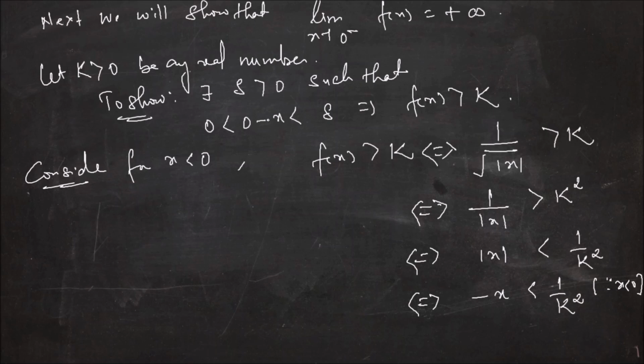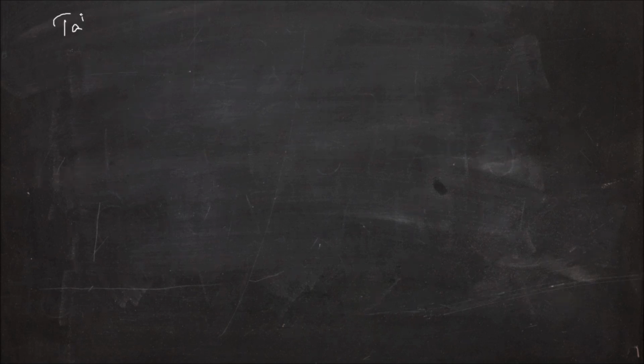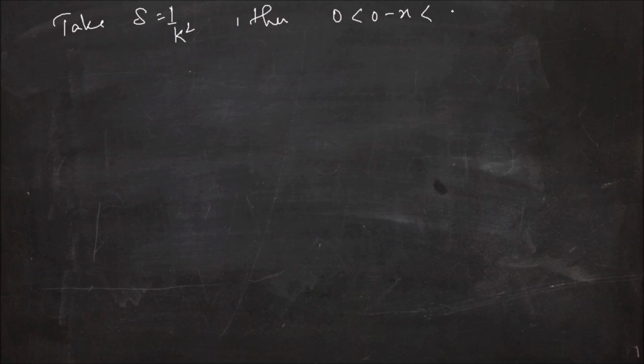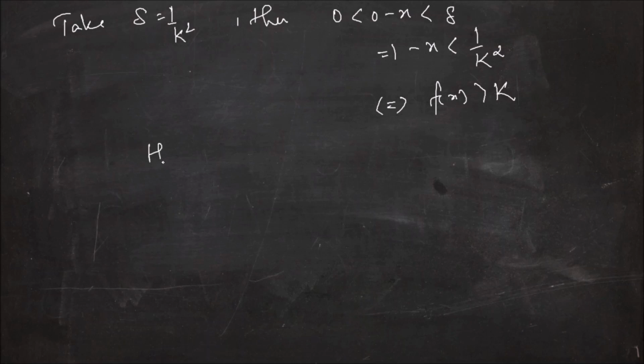So this is what I wanted to prove. I wanted to find some delta such that minus x less than delta should imply f x greater than k. So minus x less than 1 by k square implies f x is greater than k. So I will take delta equal to 1 by k square, then 0 less than 0 minus x less than delta implies minus x is less than 1 by k square, and this is equivalent to writing f x is greater than k. Hence limit x tends to 0 negative f of x is also equal to plus infinity.